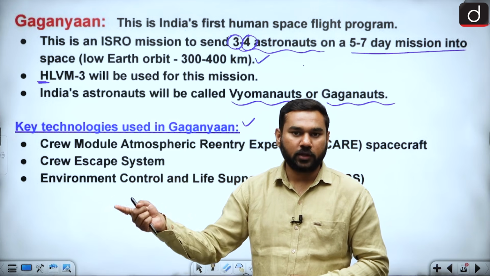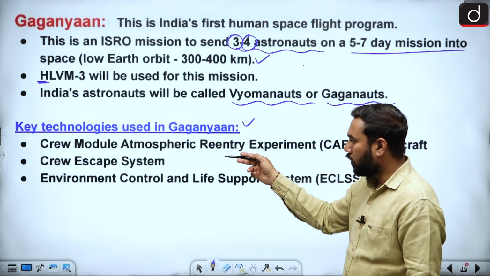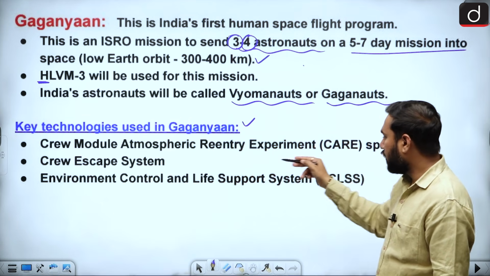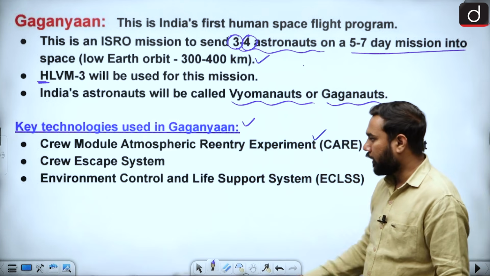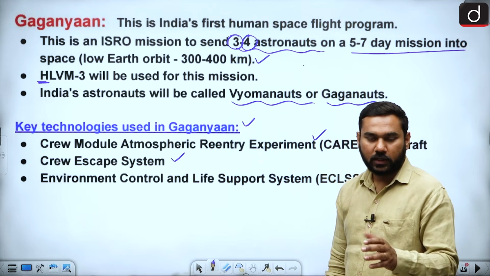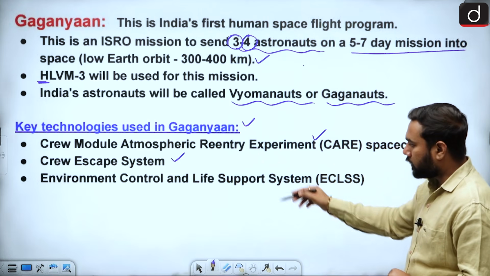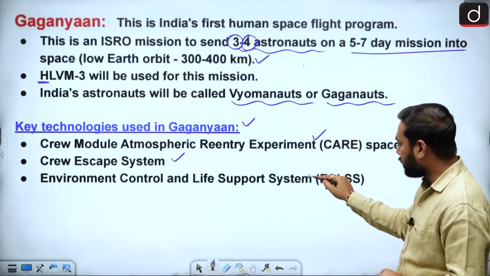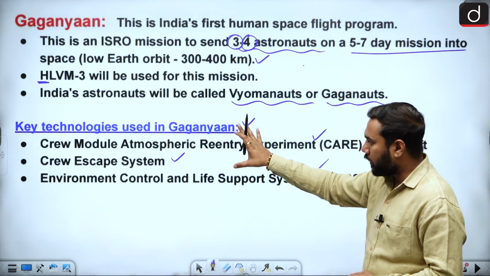So before sending humans, we have 3 flights, and these test the crew module, atmospheric re-entry, because we want to manage the re-entry impact, and also the crew escape system. Like if there is a problem, the escape system can help save lives, and there are environment control and life support systems. So these are the key technologies that we are using in Gaganyaan.